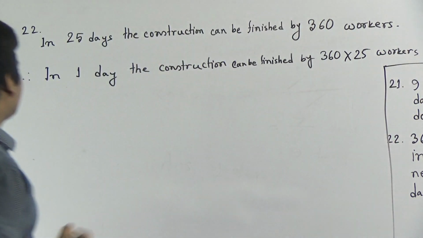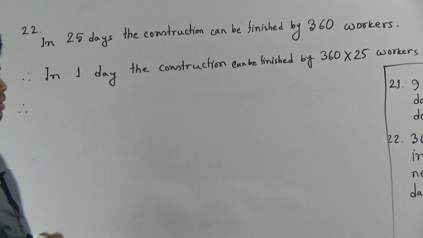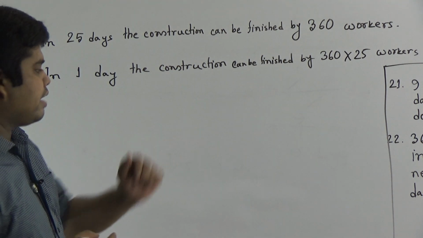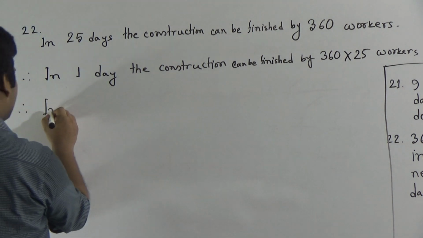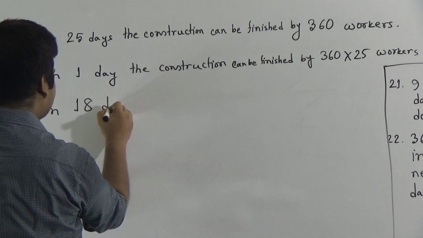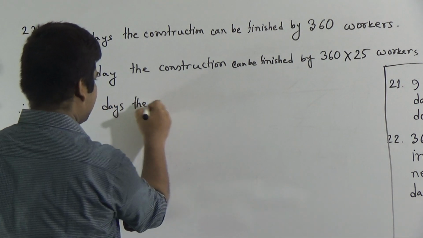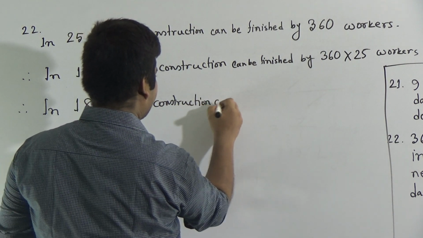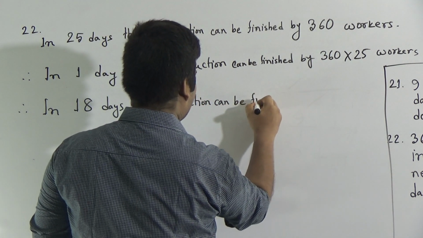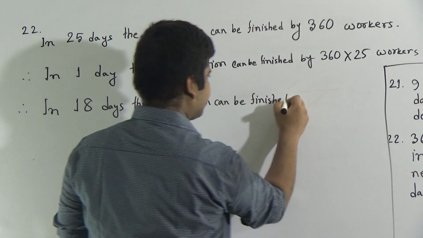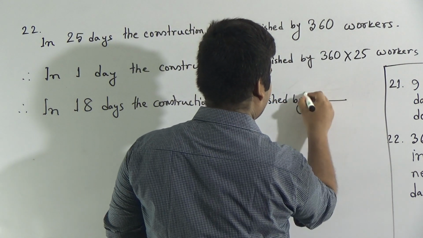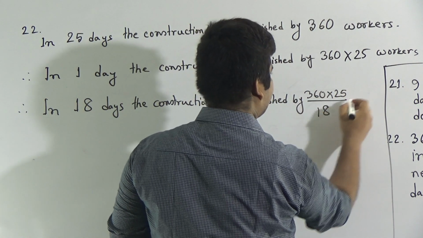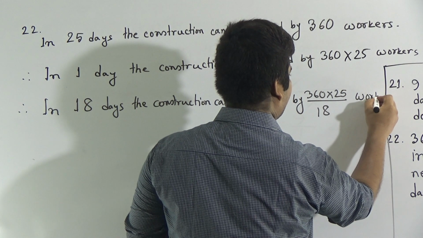Okay, now my dear students, we find out in 18 days the construction can be finished by 360 multiplied by 25 divided by 18 workers.